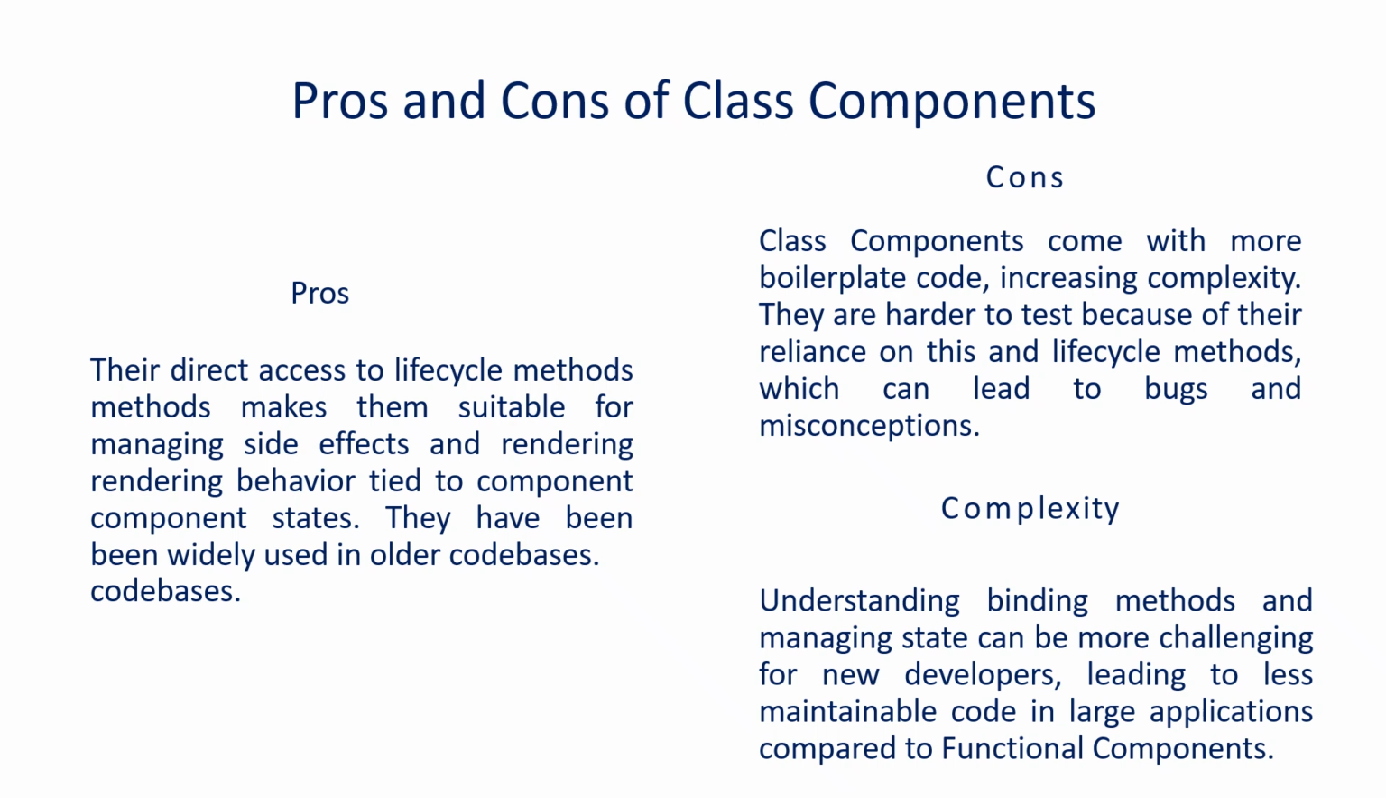Cons: class components come with more boilerplate code, increasing complexity. They are harder to test because of their reliance on this and lifecycle methods, which can lead to bugs and misconceptions. Class components are harder to test and maintain because they use lifecycle methods and more complex code. Complexity: understanding binding methods and managing state can be more challenging for some developers, leading to less maintainable code in large applications compared to functional components. Class components are harder for beginners and can make larger applications harder to maintain than functional components.